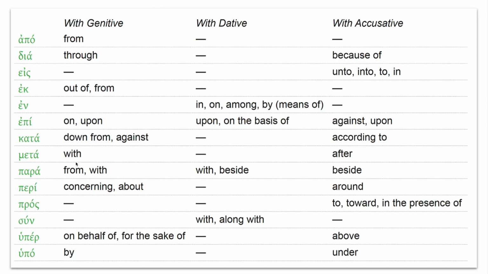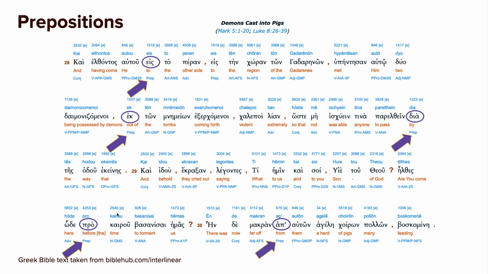And again, here is our chart. So let's start with apo. Apo is always going to be with the genitive. Dia is going to either be through with the genitive, so through that way, or by that way, through that road, is what we have in our current situation. And with the accusative, it's because of, because of. We also have eis, which is always accusative, meaning unto, into, to, and in. We had ek, out of or from, that's always with genitive. So this pro isn't included in our chart, but in this case, before the time would be with genitive.